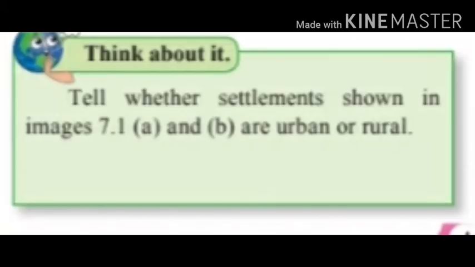Think about it. Tell whether the settlements shown in image 7.1a and b are urban or rural. The settlements shown in image 7.1a may be urban and the settlements shown in image 7.1b may be rural. Let's recall. Some amenities and facilities are given here. Tick in the relevant column and complete the table on the basis of their presence in urban areas, rural areas or both. And write 5 sentences on each with examples from your vicinity. Vicinity means surrounding.